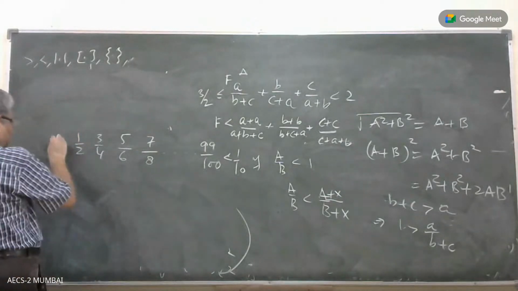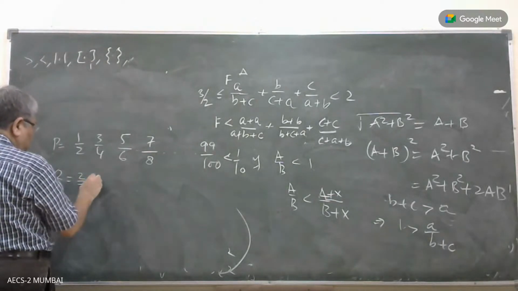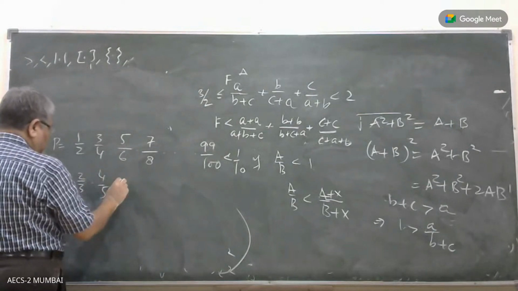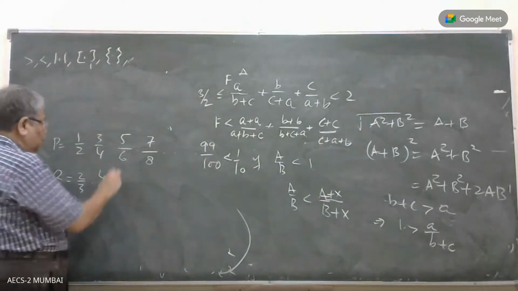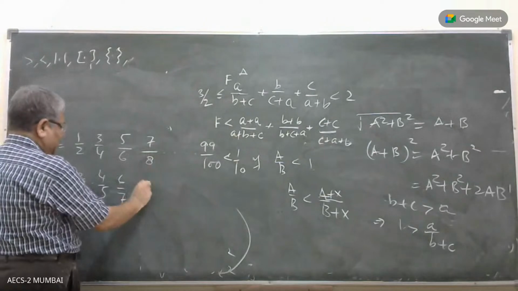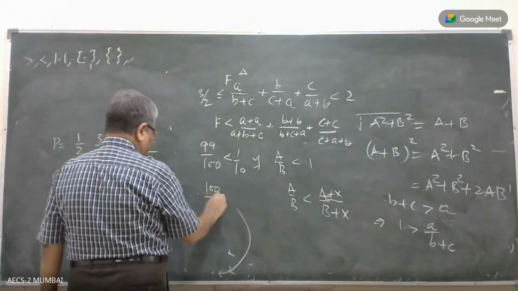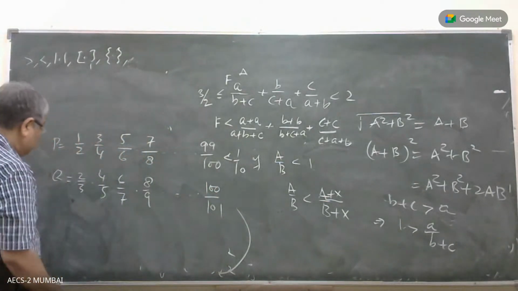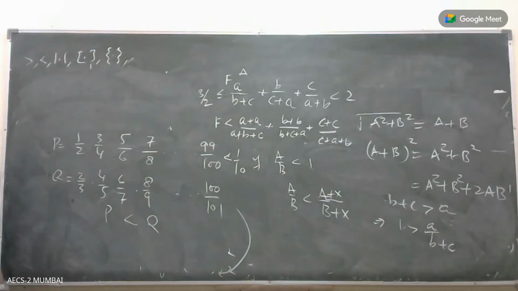Okay, if we say this is P, then Q will be what? That means add 1 up and down, up and down, up and down. Correct? That we call Q. So this will be 6 upon 7, this will be 8 upon 9, and this will go up to 100 upon. So by this theorem, we will say P is less than Q. Is this correct? Because Q has been obtained by adding 1 up and down, so we get a bigger fraction. So P will be less than Q. Is this correct?